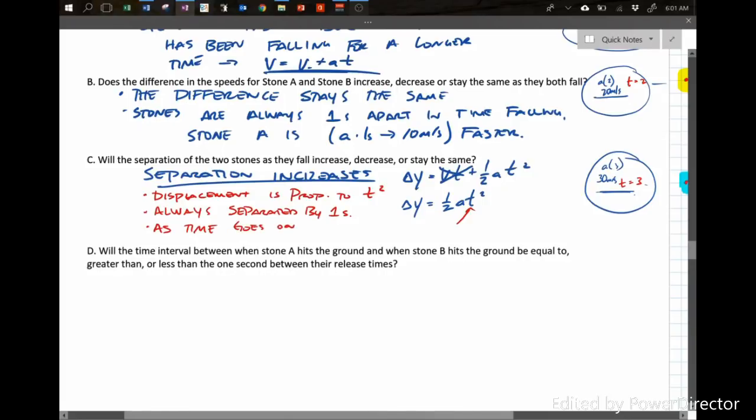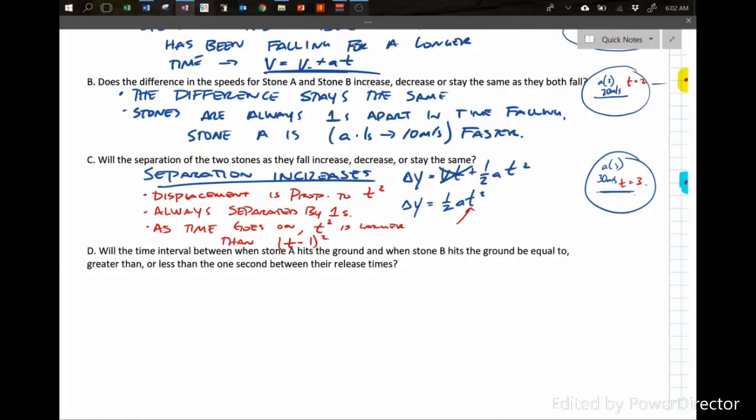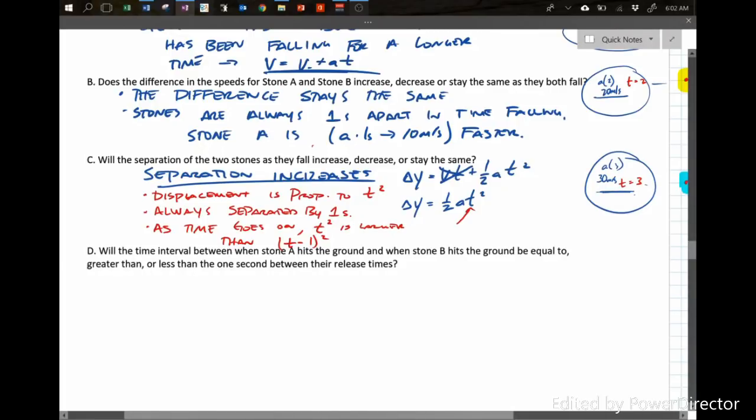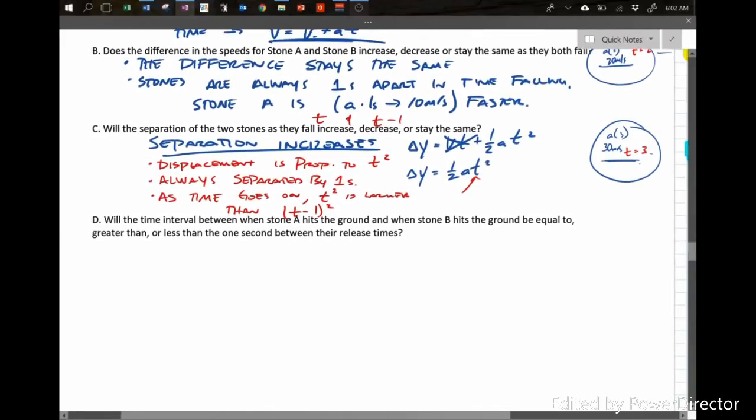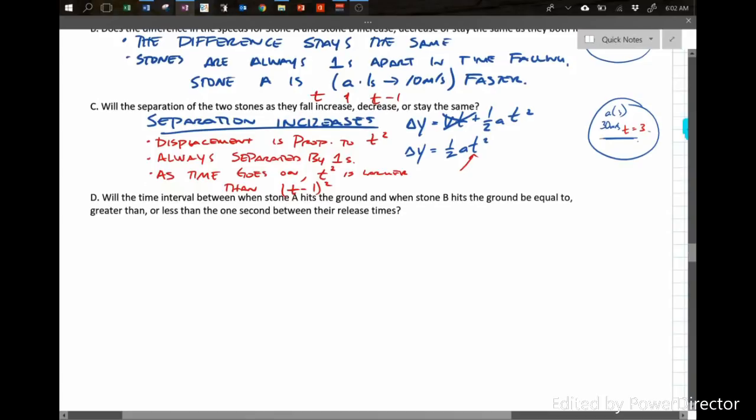as time goes on, t squared is larger than t minus 1 squared. Increasingly, that gets larger and larger. Whereas as time goes on for velocity, the distance between t and t minus 1 is always 1. Here that distance is bigger. Will the time interval be equal to, greater than, or less than 1 second?